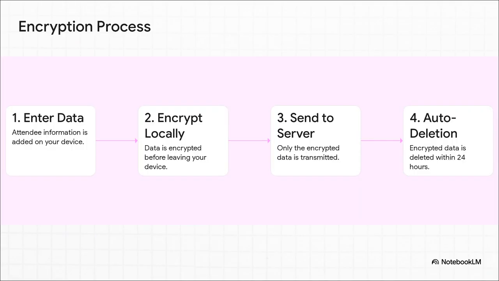Let's walk through it step by step, because it's really clear when you see it laid out. First, you enter the data, an attendee's name, on your device. Step 2, and this is the magic moment, it gets encrypted instantly, right there on your machine. It's only after that, in step 3, that the encrypted data gets sent to the server. And then finally, step 4, that encrypted blob of information is completely wiped within 24 hours. The key takeaway? They never ever see the raw information.